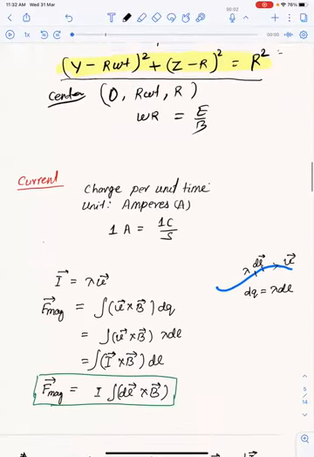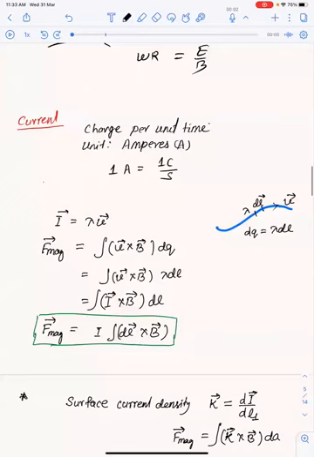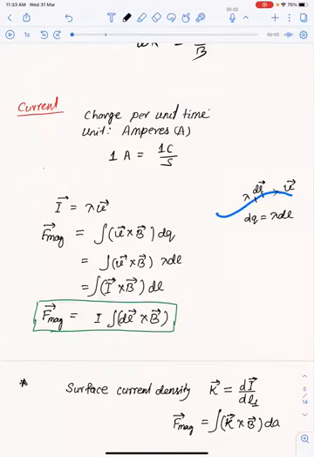Okay, now I'll switch over to another important concept. Since we are discussing charges in motion, it is natural that we should discuss the current. You all know the definition of current is nothing but charge per unit time. The units are amperes. 1 ampere is essentially 1 coulomb per second.